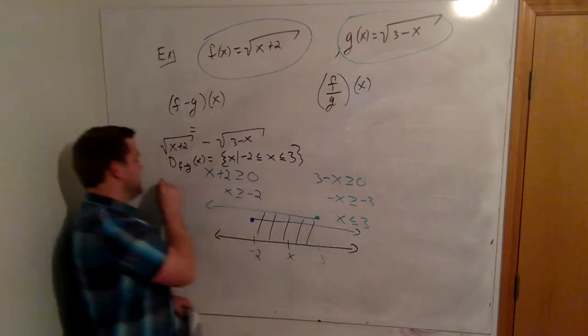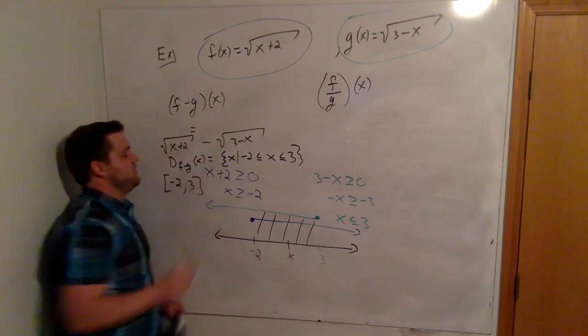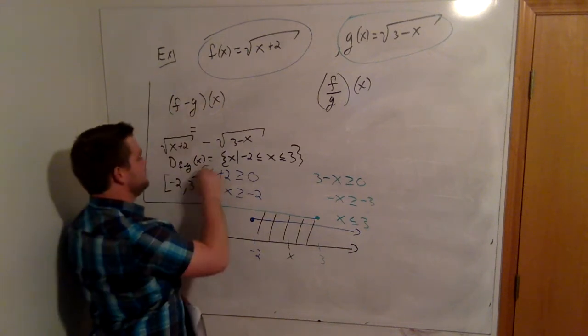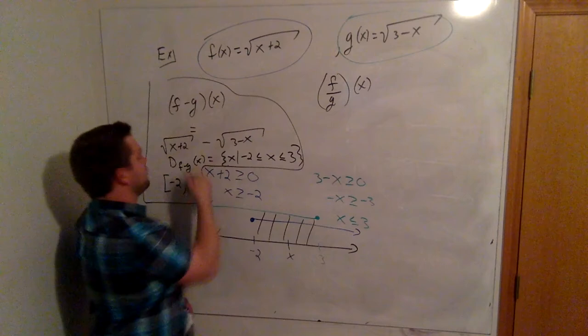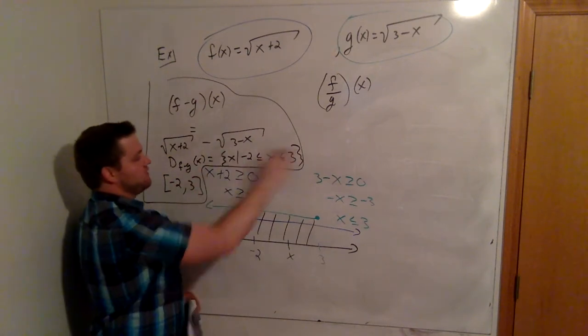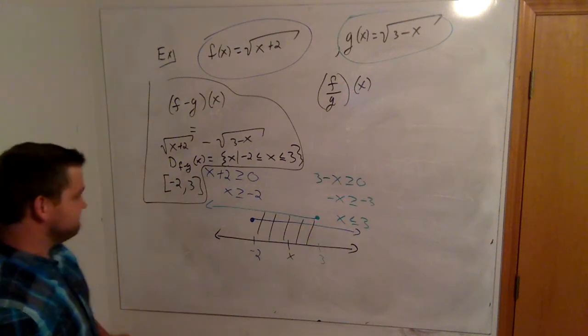Equivalently, you could write this as -2 to 3. Both have hard brackets. So this is the answer to the problem. Here I just decided to write the domain in 2 different ways. You could also write it without the curly brackets here if you'd like. And that would be what we call inequality notation.